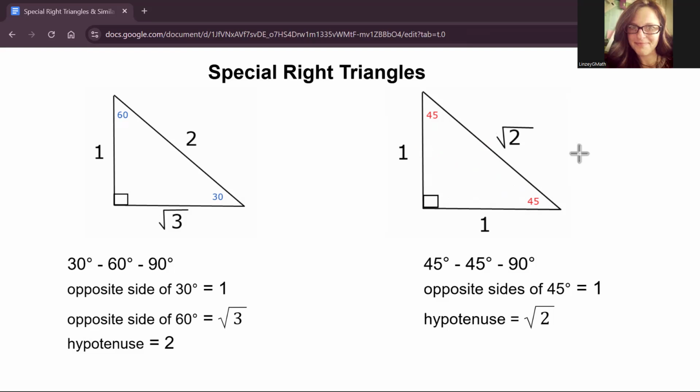Now we can multiply these sides by a scale factor, x. For example, I could multiply every side by 5. So then this side, 5 times 1, would be 5, then 5 square root of 3, and 10. So we can scale these triangles up or down. Let's solve some problems.